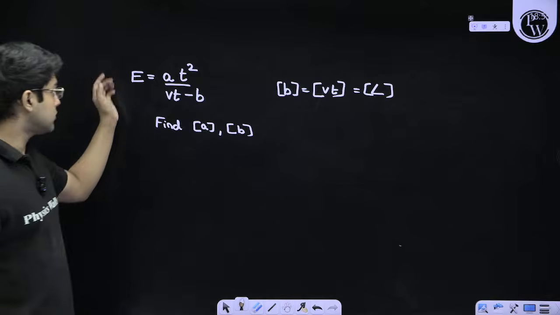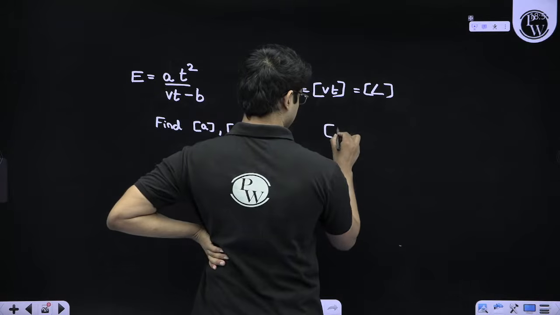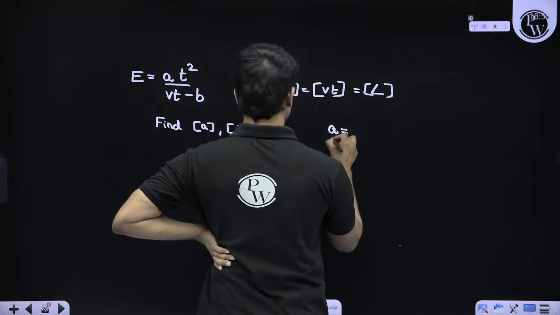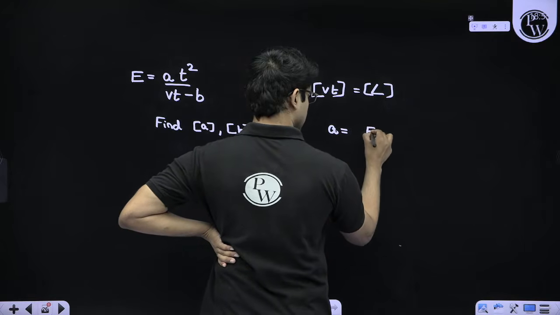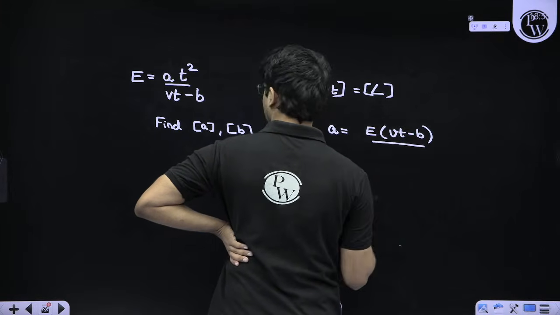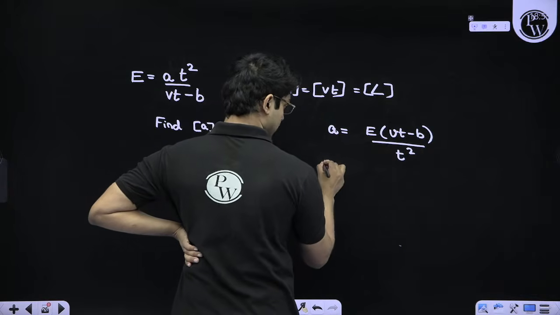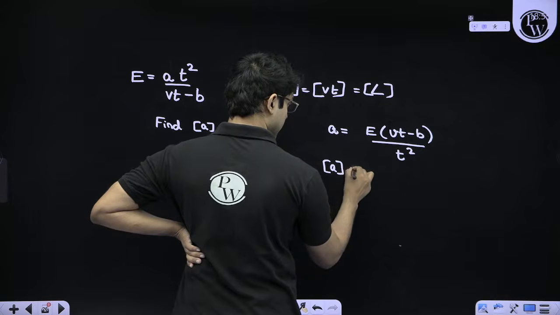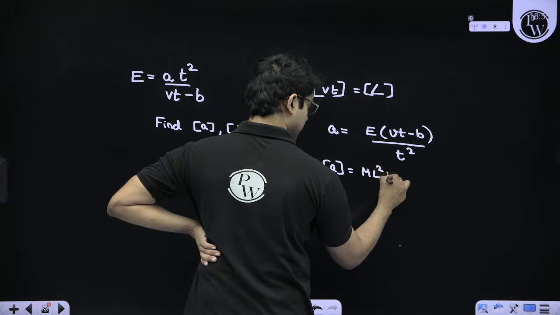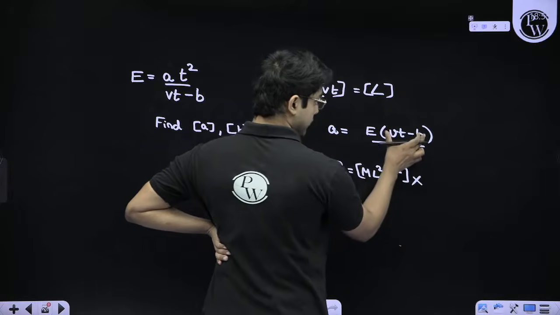Now what we'll do is take the dimension on both sides, or basically just resolve for A. If you solve for A, it will be E into Vt minus B, divided by T square, right? Now take the dimension on both sides. So the dimension of A will be the dimension of energy, which is ML square T raised to minus 2, into the dimension of this bracket.